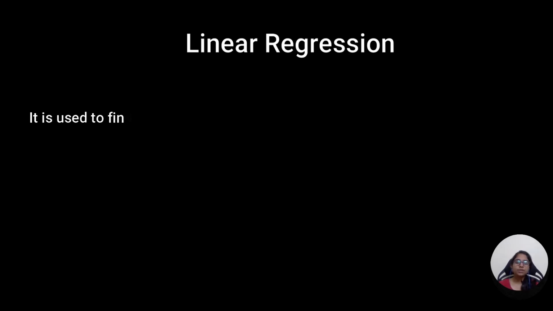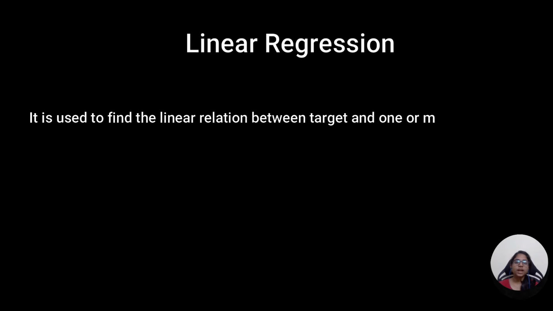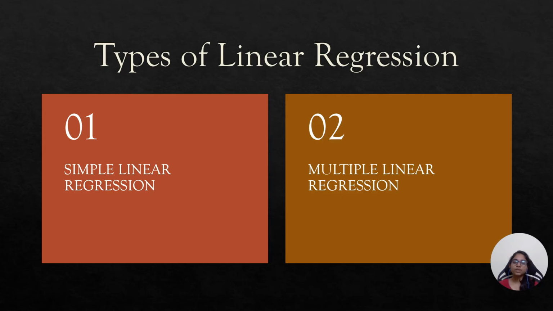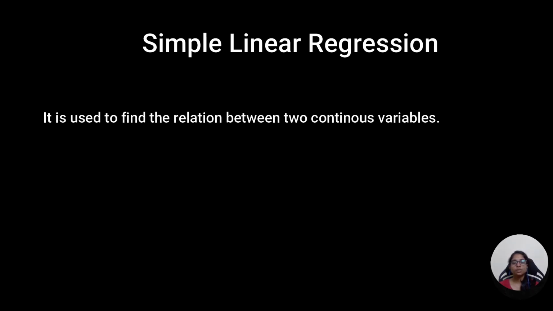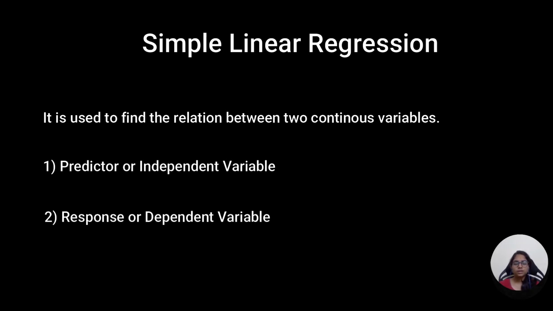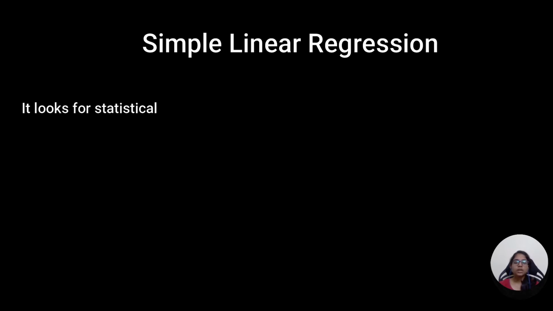Linear regression is used for finding a linear relationship between a target and one or more predictors. There are two types of linear regression: simple linear regression and multiple linear regression. As I said before, in this video I am going to explain simple linear regression. Simple linear regression is useful for finding the relationship between two continuous variables. One is the predictor, which may be called the independent variable, and the other is the response, or dependent variable, and it looks for a statistical relationship but not a deterministic relationship.